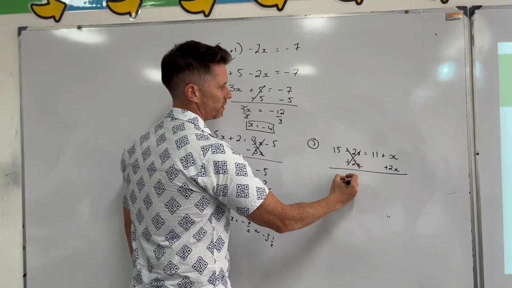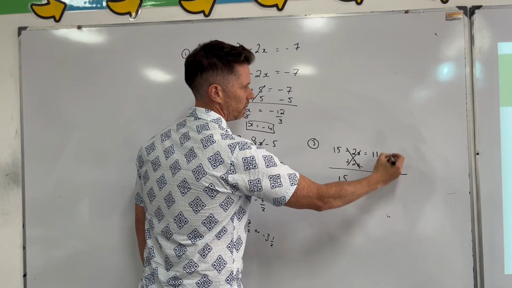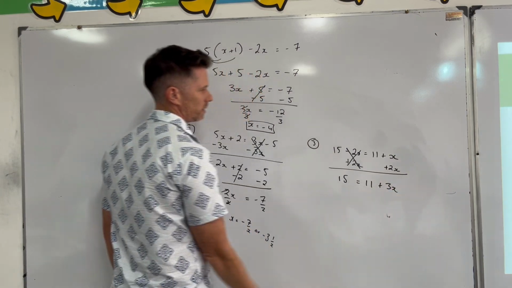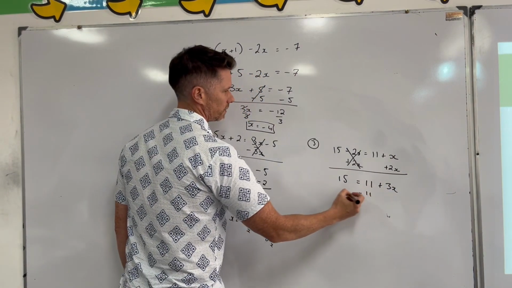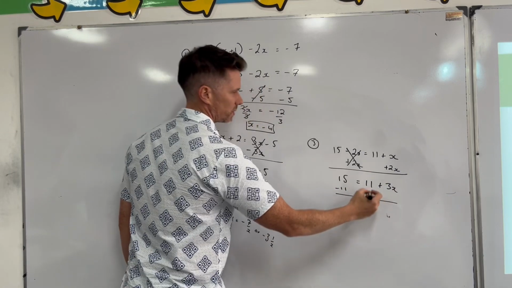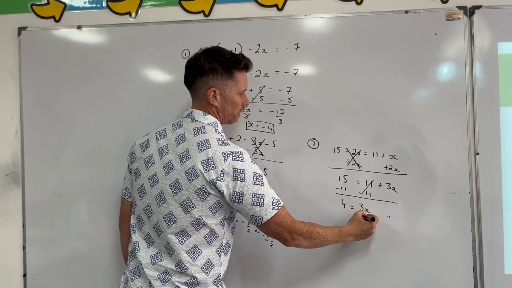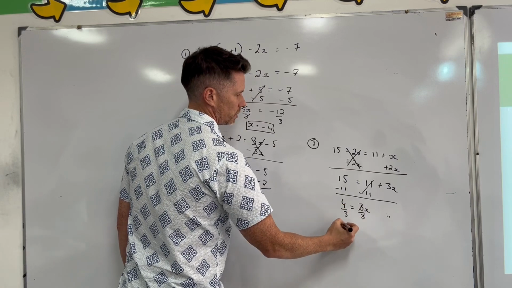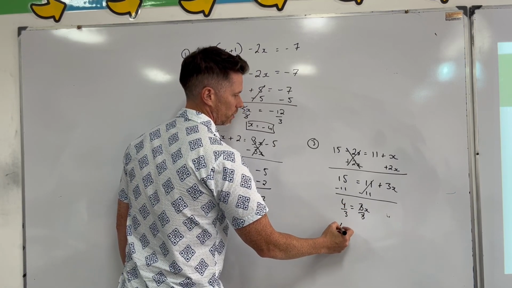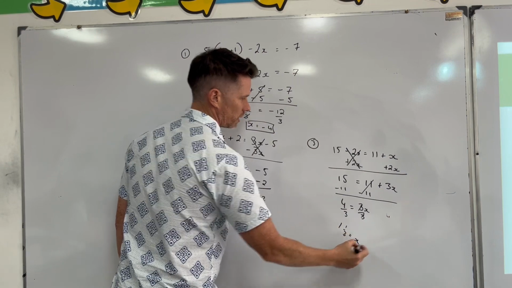So 15 is on this left-hand side. I have 11 plus 3x now on the right-hand side. I want to get rid of the 11 because it's on the same side as the x. And I get 4 is equal to 3x, and then divide by 3 to finish. So 4 over 3, or 1 1/3, is equal to x.